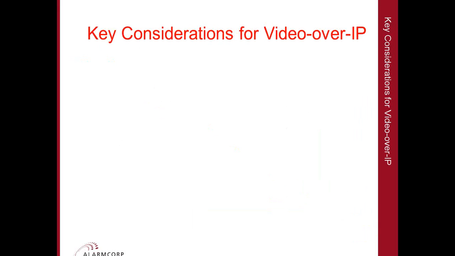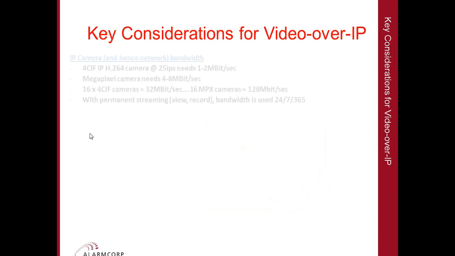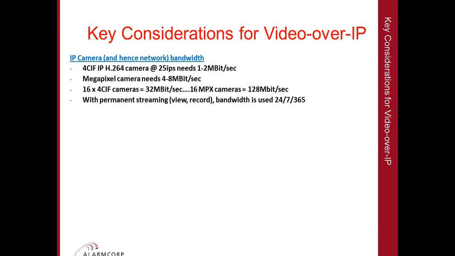Okay, so let's talk about some of the key considerations for video over IP. Let's talk about some bandwidth issues. First of all, if we have a standard definition camera running at 4CIF, running fairly modern H.264 compression, and we are running this camera in real time at around 25 images per second, depending on the compression settings and the exact codec, we are running anywhere between 1 and 2 megabits per second. Once we go up to a megapixel camera, we are running at anywhere between 4 and 8 megabits per second, up to about 5 megapixel resolution.